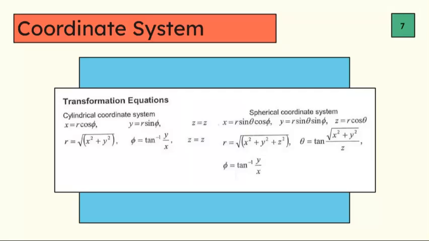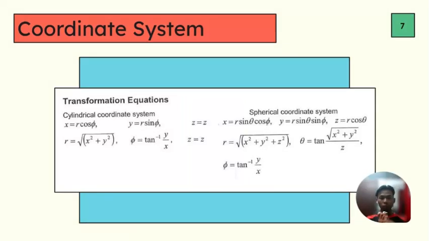These are the ways how to conduct converting a coordinate system from Cartesian to cylindrical or cylindrical to spherical.